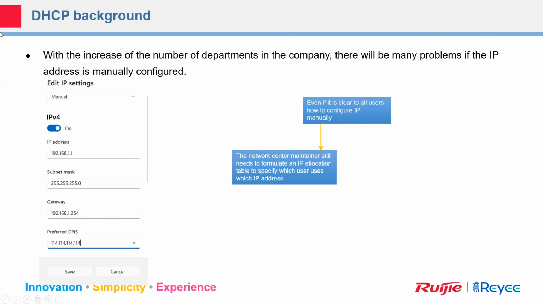Although everyone knows how to make the configuration in a static way, the mentors, for example our Ruijie engineer, also show you a table. Your laptop should use this IP address, but the other laptop should use another IP address. But maybe no one cares about this one. I will give the wrong IP address, then there is a conflict.